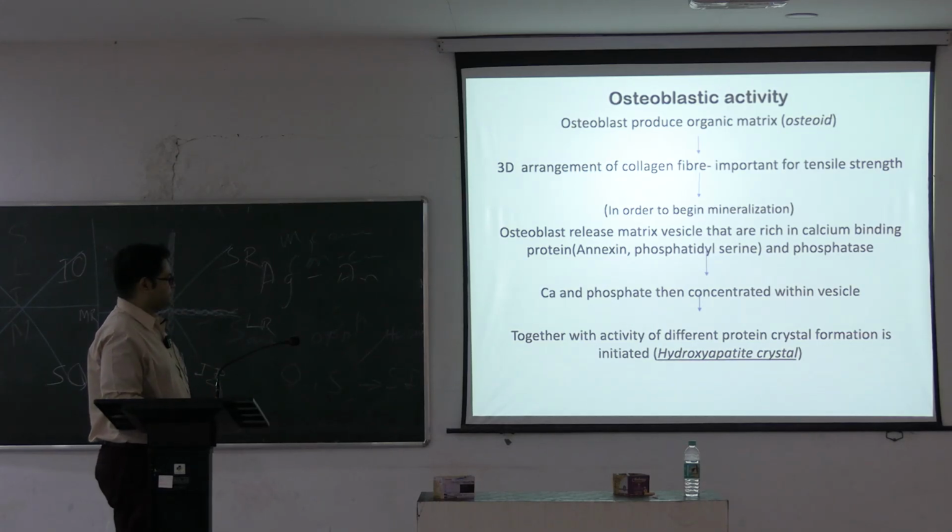Osteoblast releases the matrix vesicle, which is rich in calcium binding proteins, which are annexin and phosphatidylserine. Annexin is the most important part in this, with a more significant contribution. Now, this leads to the deposition of calcium and phosphate within the vesicle, and together they form the hydroxyapatite crystal. Hydroxyapatite is, as I said, basically a crystal of calcium phosphate.